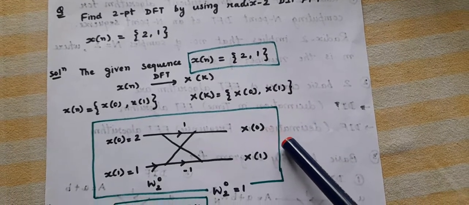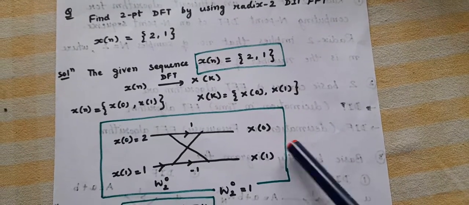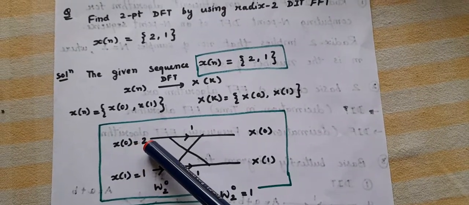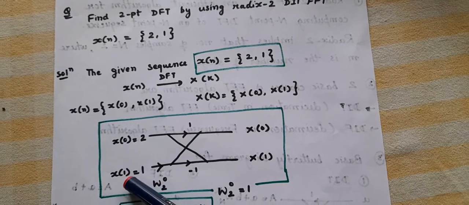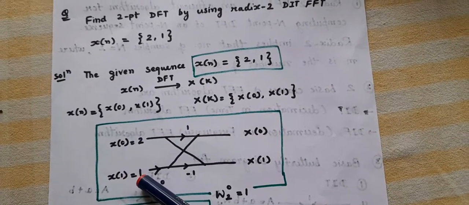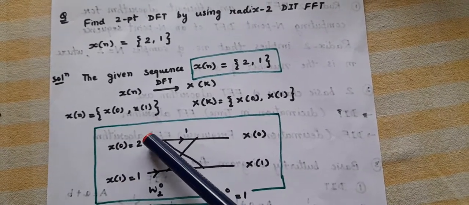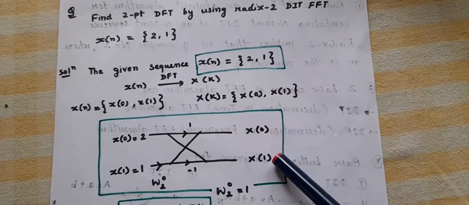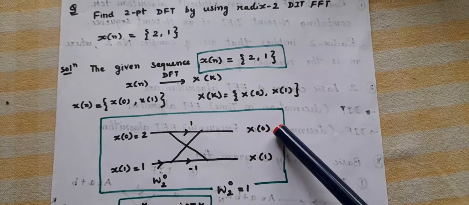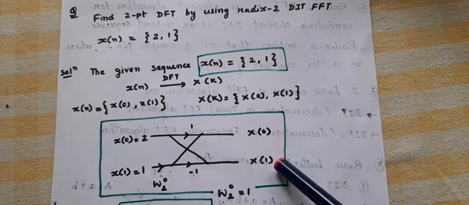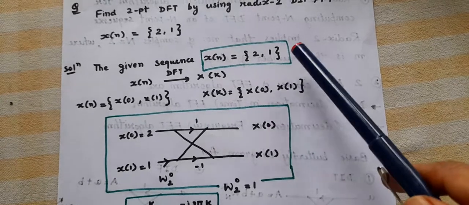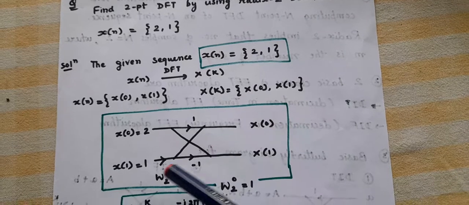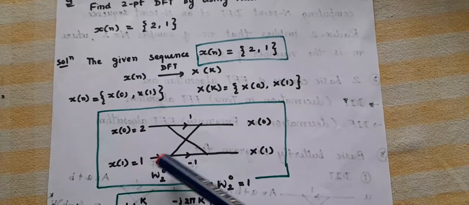And we know how to draw a 2-point DIT butterfly diagram, which we have drawn here. The input variables are x of 0, whose value is 2, and x of 1, whose value is 1. So, what are the input values? 2 and 1. What are the output variables? Capital X of 0 and capital X of 1, which need to be computed.